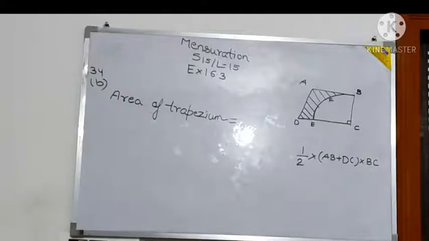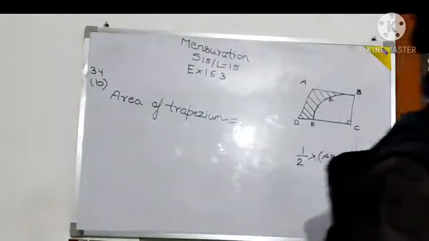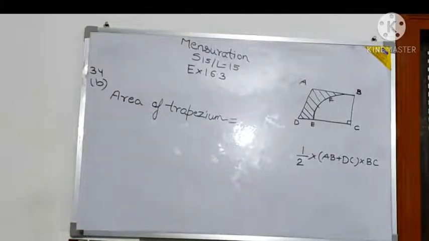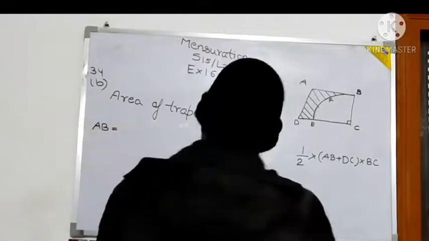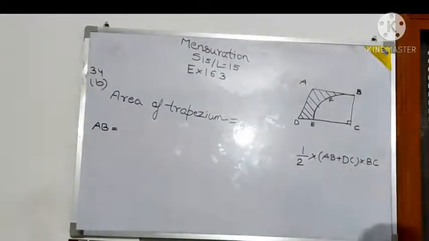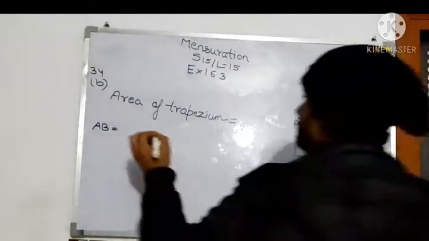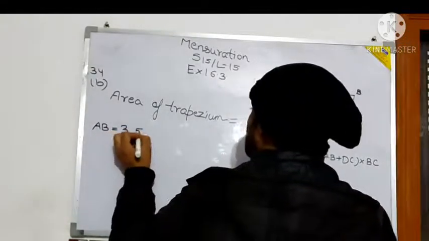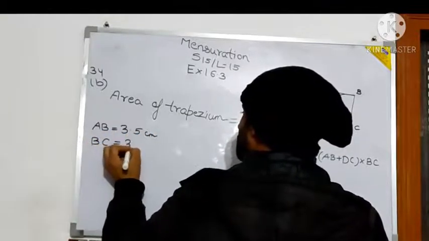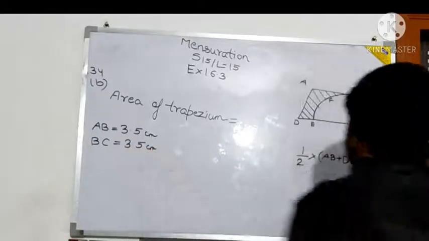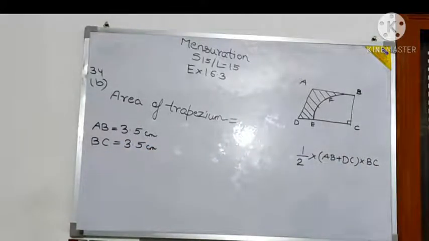So area of trapezium is half into AB plus DC into BC. Do we know these dimensions? AB and BC we know. What is AB? AB is given to us in the question. AB is 3.5 centimeter. BC is also 3.5 centimeter. AB and BC are 3.5 centimeter.